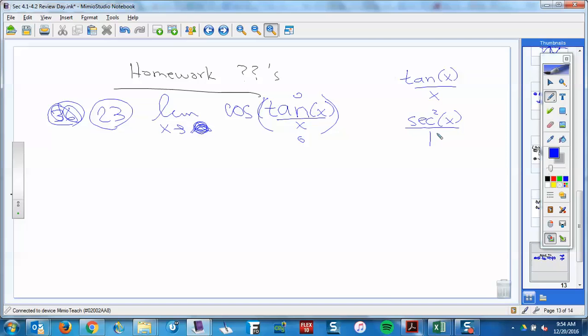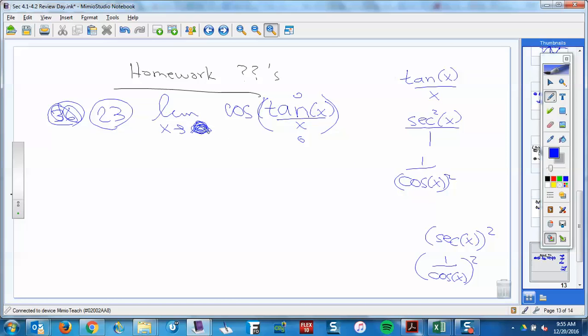Now secant squared is the same as 1 over cosine squared. Secant squared is this, right? And secant is 1 over cosine, right? And when you square a fraction, that's 1 squared, which is 1, over cosine squared. So essentially secant squared is 1 over cosine squared, right? So this whole thing is just 1 over cosine squared, and remember cosine squared really means this.